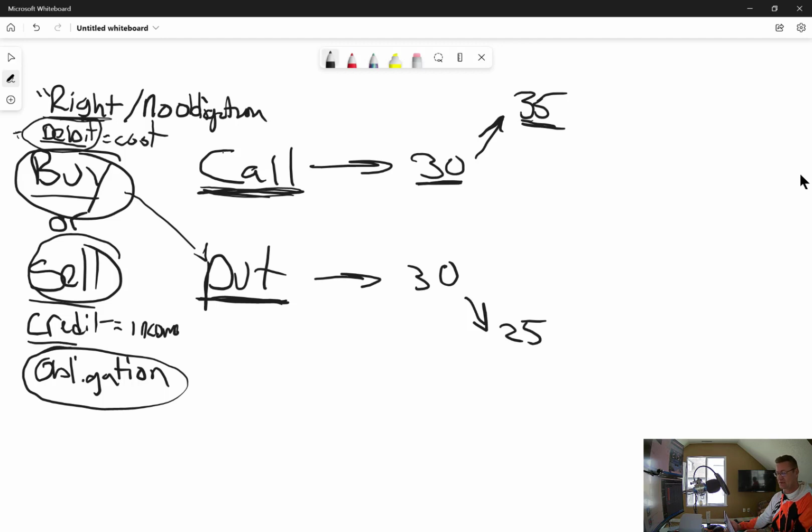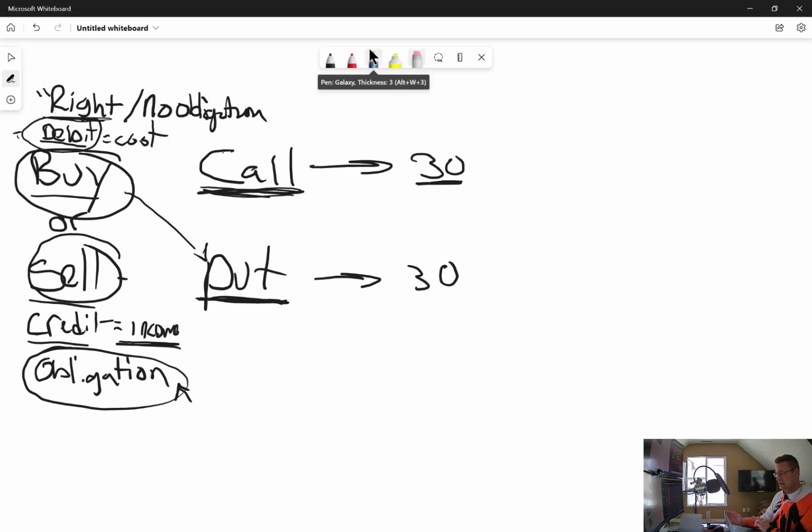That credit that you received, that income that you brought in on that trade by selling an option, that's not free. You have taken on an obligation of some kind. And the obligation, of course, that we have taken on if we sell a call at 30 or sell a put at 30, in the call case, the obligation is that we will be short. We're willing to go short these shares of whatever underlying it is that we're trading at $30 a share.